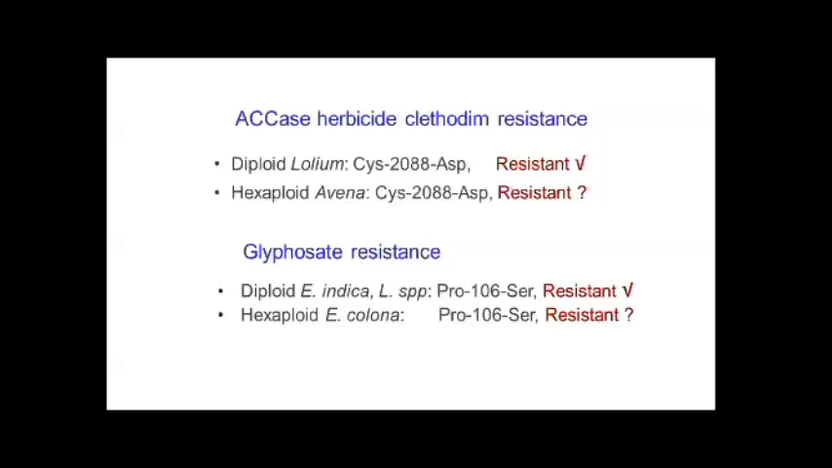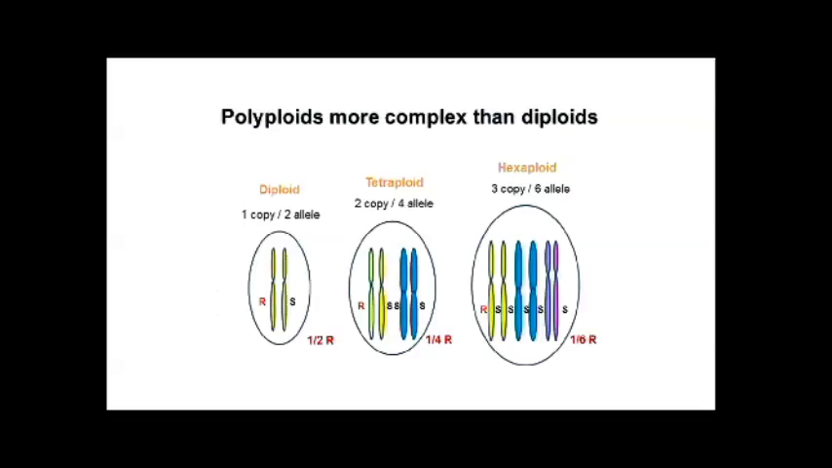For example, the ACCase mutated at 2078 endows resistance to clethodim in the diploid species Lolium, but may or may not endow resistance in hexaploid wild oats. For glyphosate resistance, the 106 mutation definitely endows enough resistance to diploid species like Eleusine indica and Lolium species at field rates, but not necessarily so in hexaploid Bahiagrass. It depends on the rates, and on the herbicide or environment affecting the efficacy of the herbicide rates.